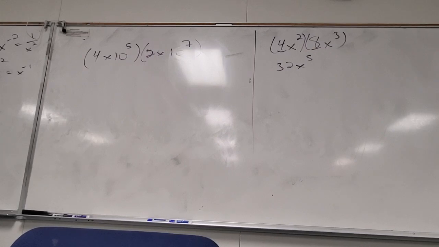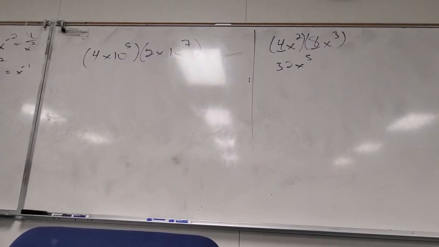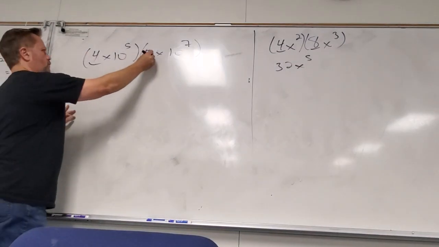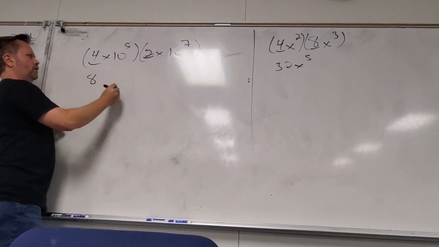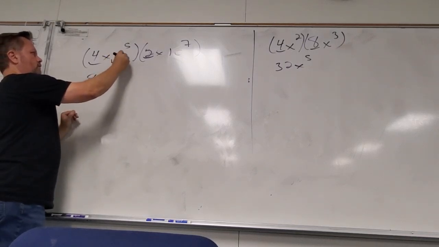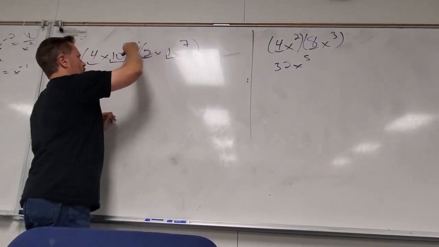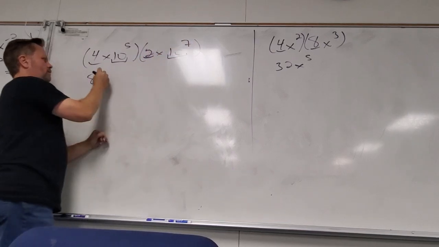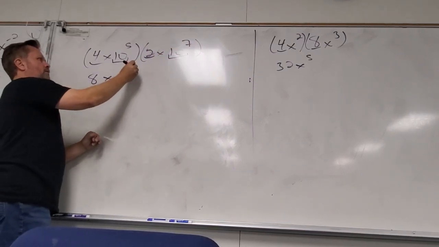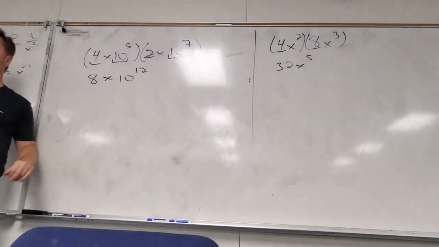It's pretty much the exact same idea, right? So what do I know how to multiply here? What is 4 times 2? And what is 10 to the 5th? 10 is 5 tens times 7 more tens. Makes 10 to the 12th. Beautiful.